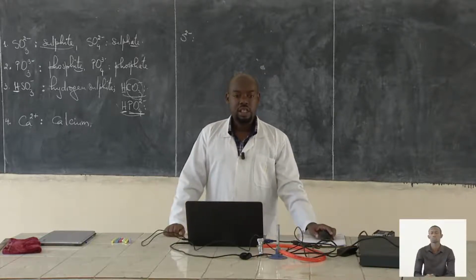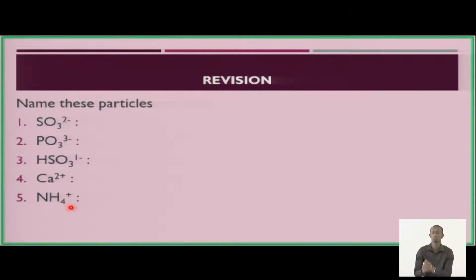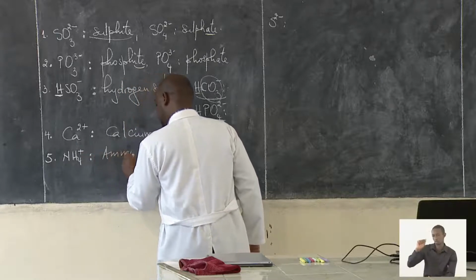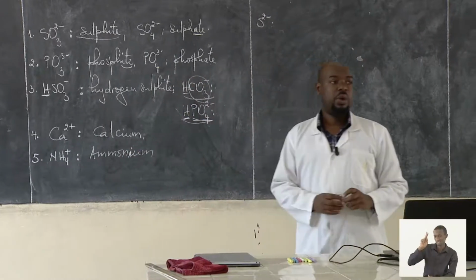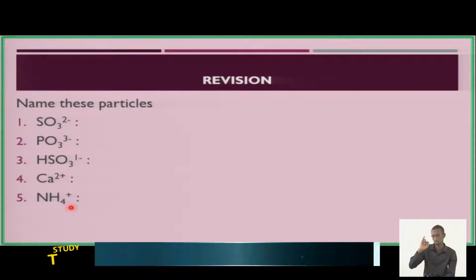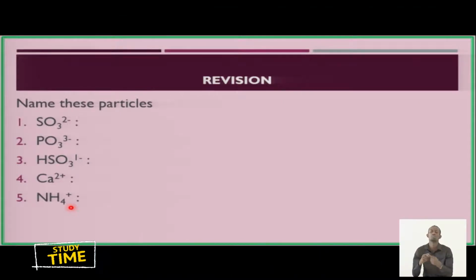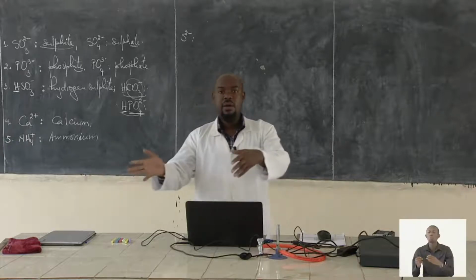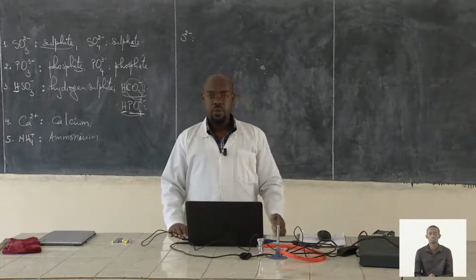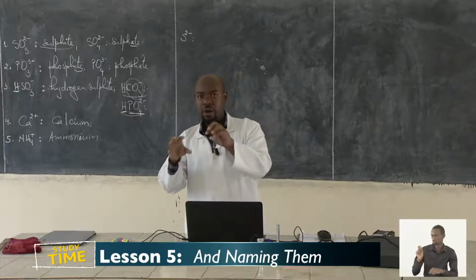Now let's go to the last particle, NH4 positive. NH4 positive, we call this one the ammonium ion. It is a polyatomic ion, ammonium ion. Now, we have revised how to name the different particles, the charged particles. And I hope you know how you can start from the name and write the formula of the particle.